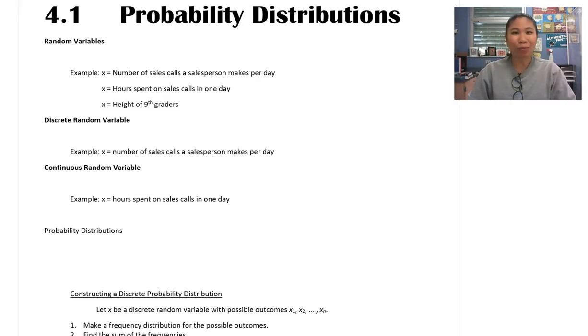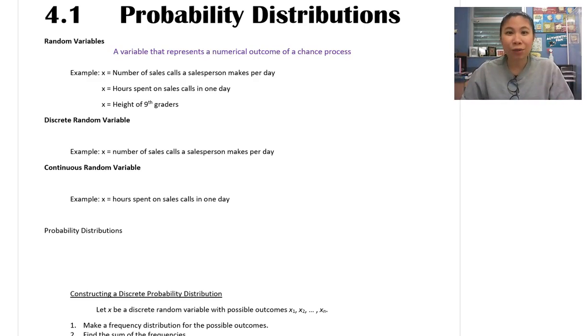Today we are talking about probability distribution. So we're using what we learned about probability and trying to display them like in a table, and then we can do different things to analyze those numbers. So first, I want to define a new vocabulary word. It's called a random variable.